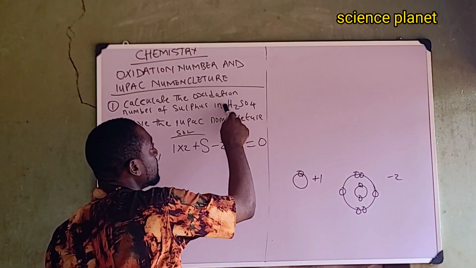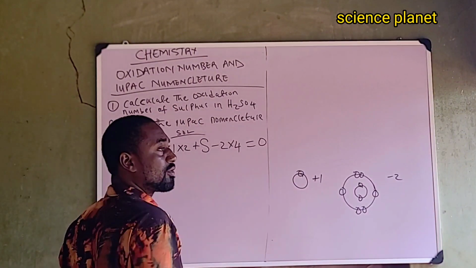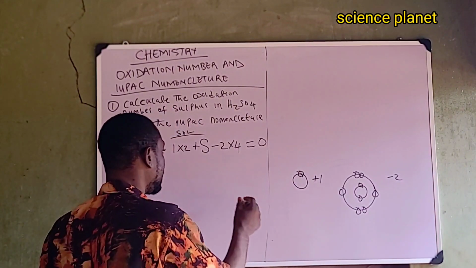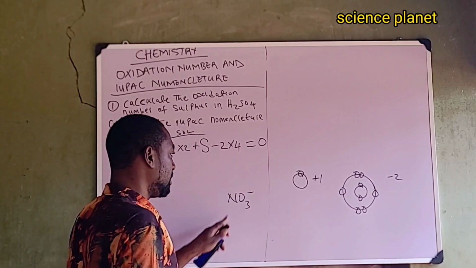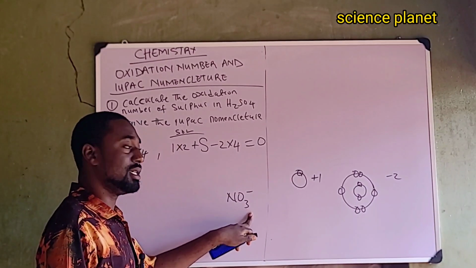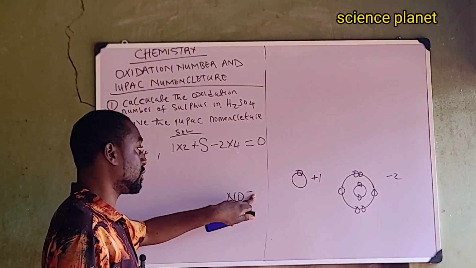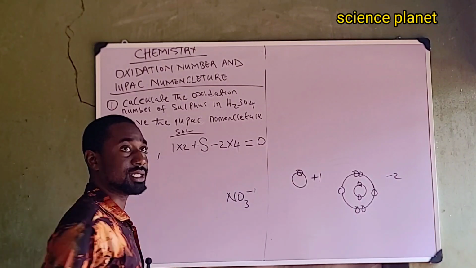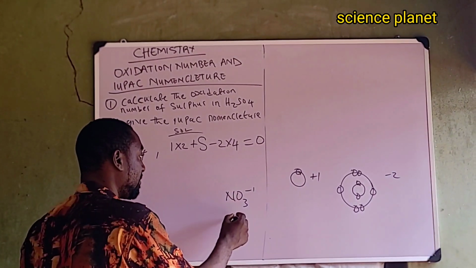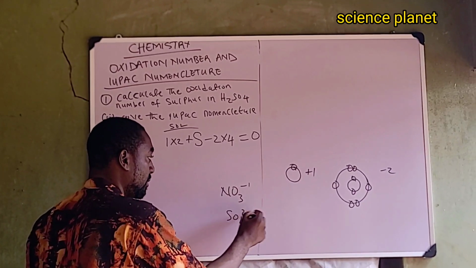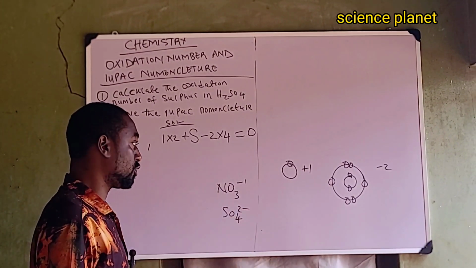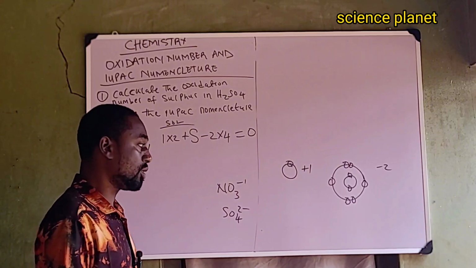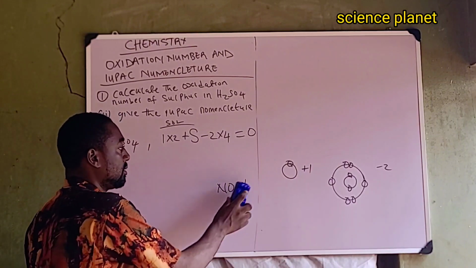You can see there's no charge here. There's nothing like minus. For example, if I write something like NO3 minus, this is not a neutral compound. It has charge because you can see minus. This one is -1. Or if I write SO4 minus, it is not a neutral compound because it has charge, which is -2. So any compound that has charge, you call it to be charged.